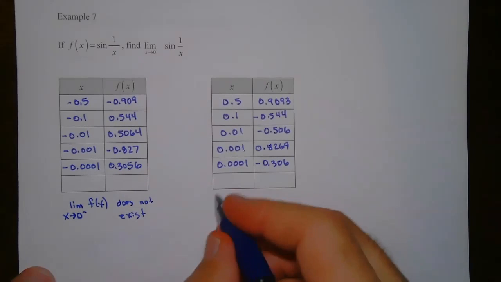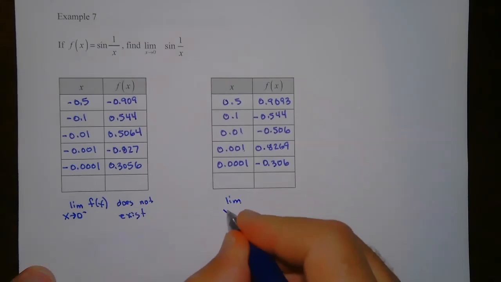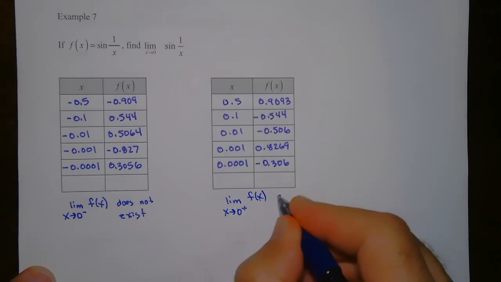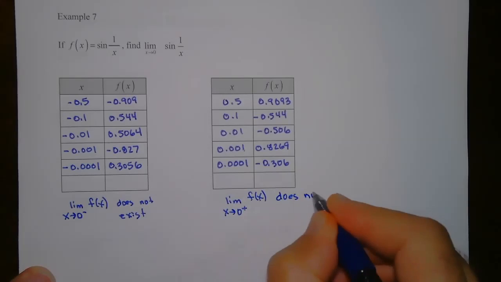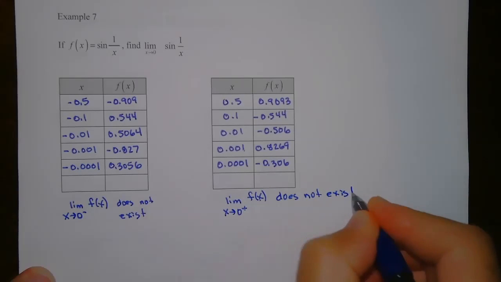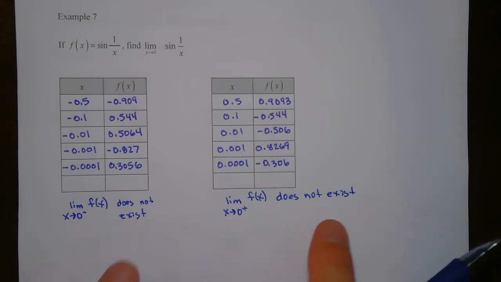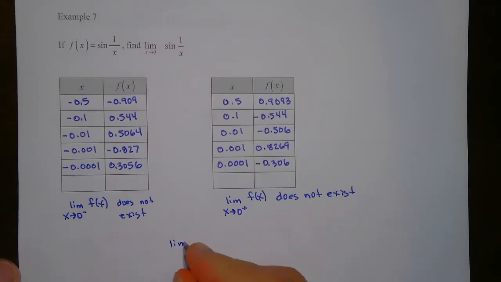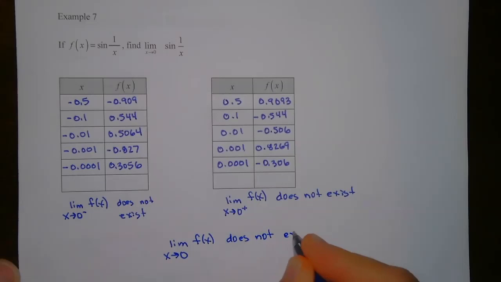All right. So we would write the limit as x approaches 0 to the right of f of x does not exist. And because they have to be in agreement and neither one of them exists, that means the limit as x approaches 0 of f of x does not exist. Okay? And that's how you do it numerically, okay?